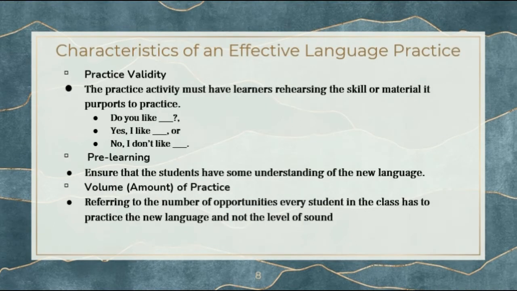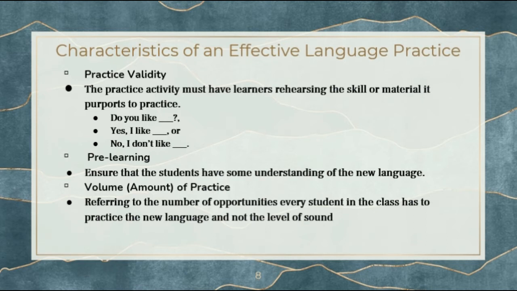So these are the characteristics of an effective language practice. The first one is practice validity. The practice activity must have learners rehearsing the skill or material it purports to practice. So as you can see from here, maybe the students learn about food vocabulary and how to spell the word. So, do you like? The students can write their own food.